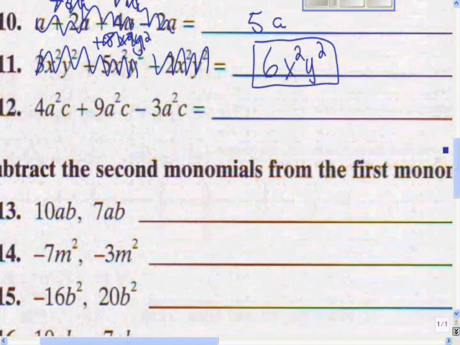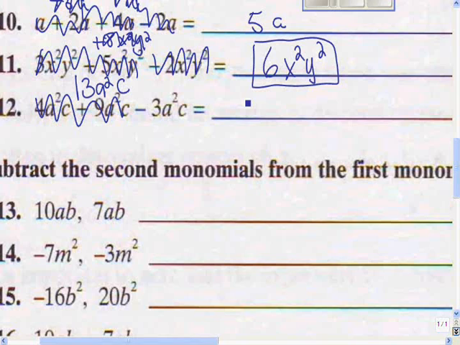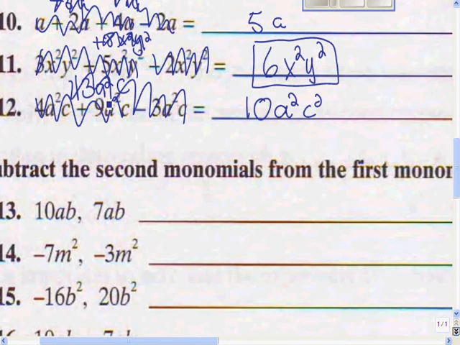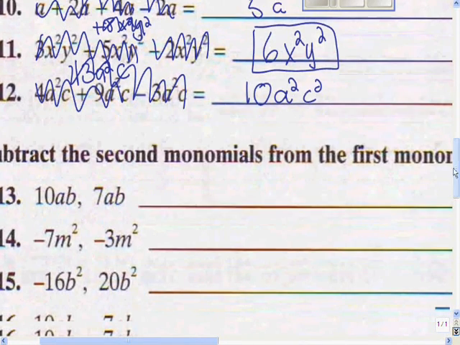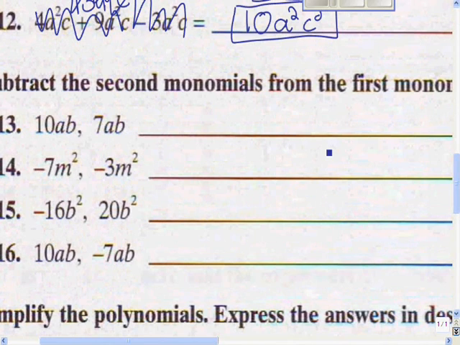Next. Here I've got two positive numbers, right? 4 and 9. So I'm going to add. That's going to give me 13a squared c. And here I've got a positive and a negative. That means I'm going to subtract, and so I have a 10a squared c squared. So I know it's a positive because my bigger number is positive. 13 was positive. If the bigger number would have been negative, then my answer would have been negative. Okay, here they say subtract the second monomial from the first monomial. So that means they want me to subtract.